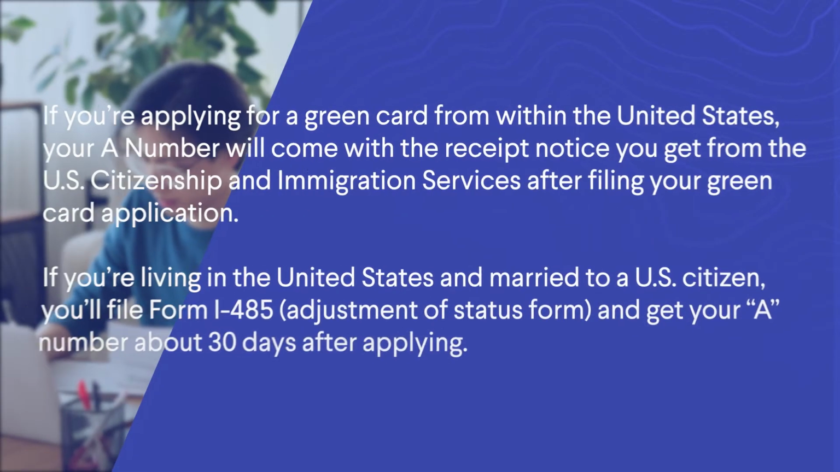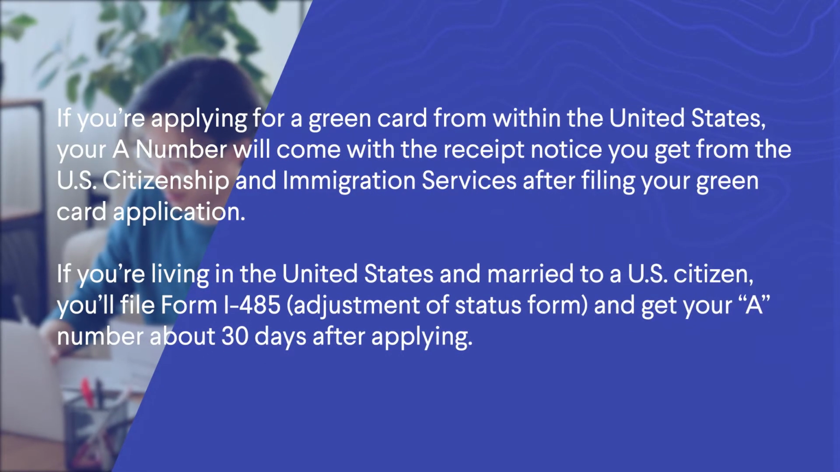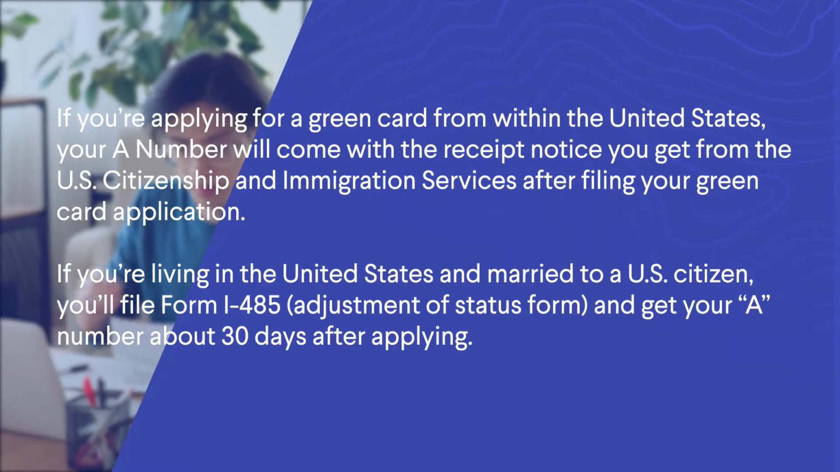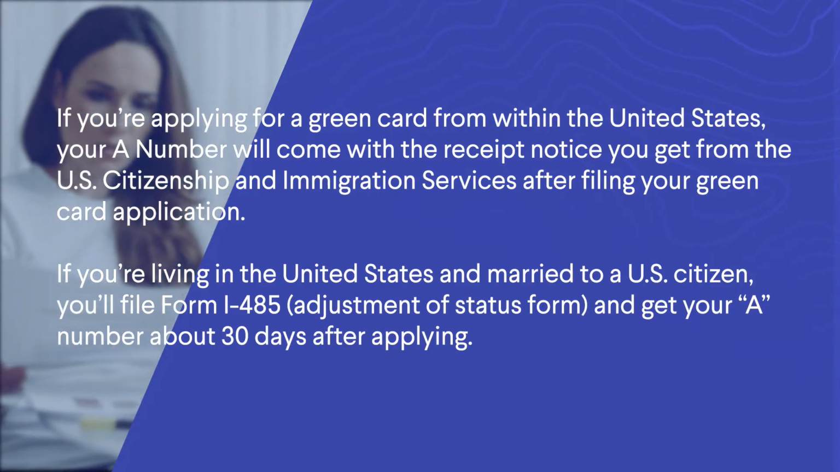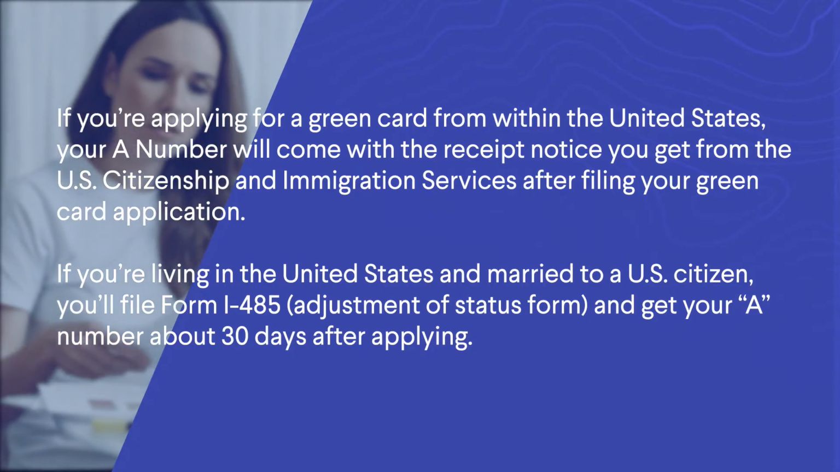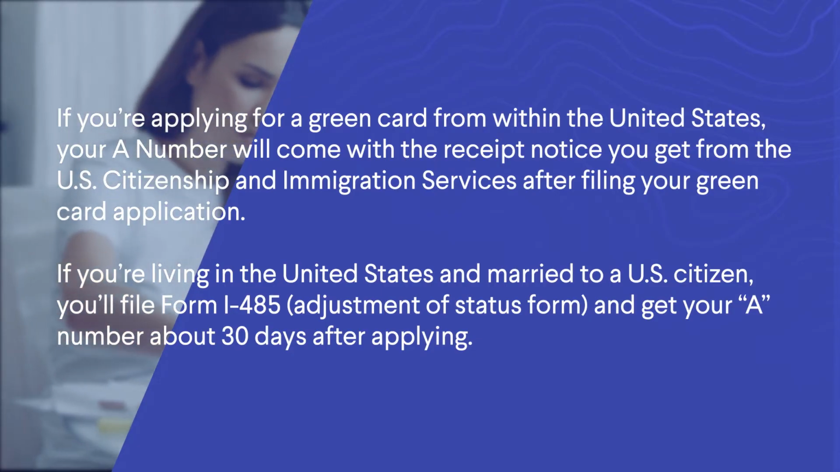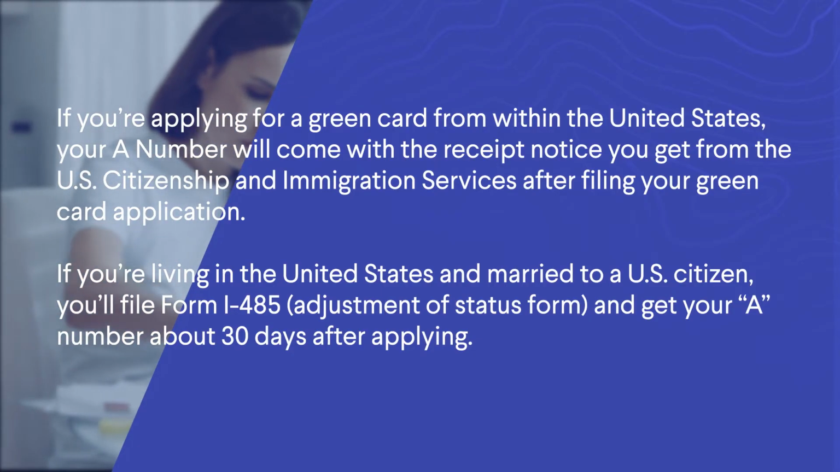If you're applying for a green card from within the United States, your A number will come with the receipt notice you get from the U.S. Citizenship and Immigration Services after filing your green card application. If you're living in the United States and married a U.S. citizen, you'll file Form I-485, Adjustment of Status Form, and get your A number about 30 days after applying.